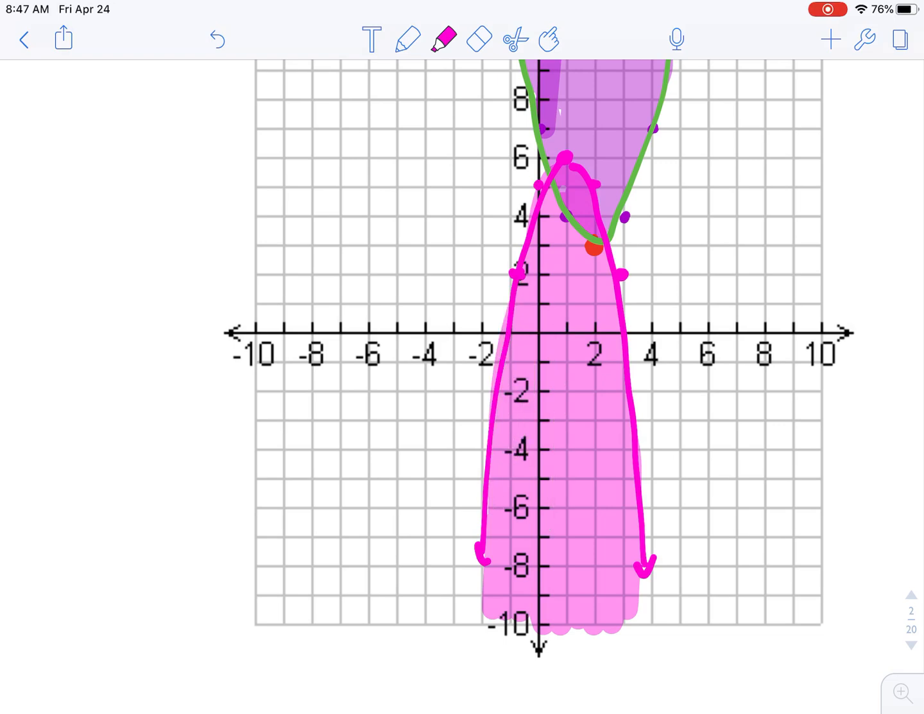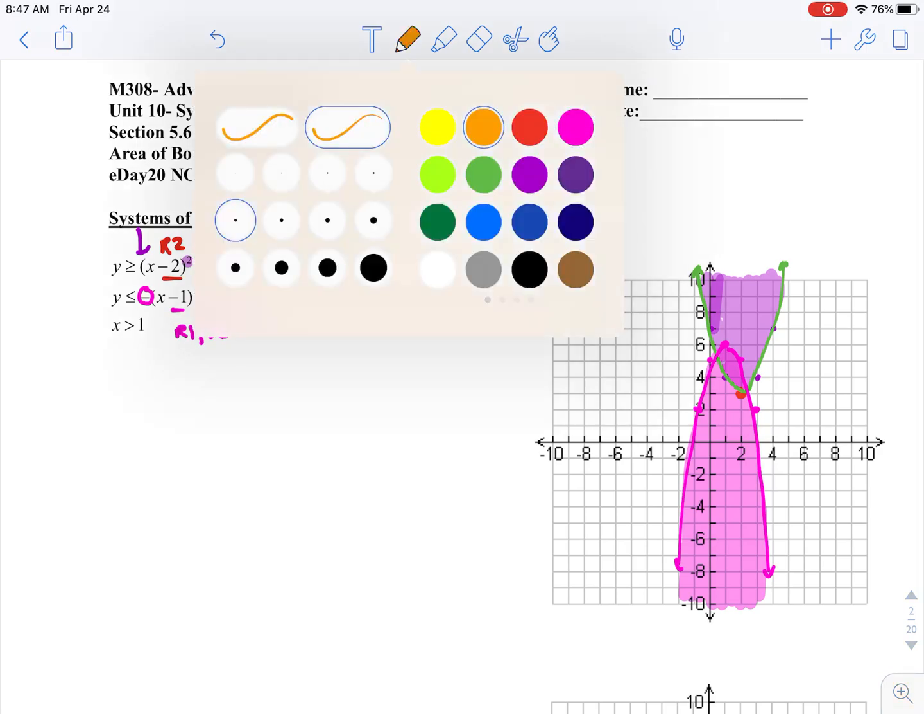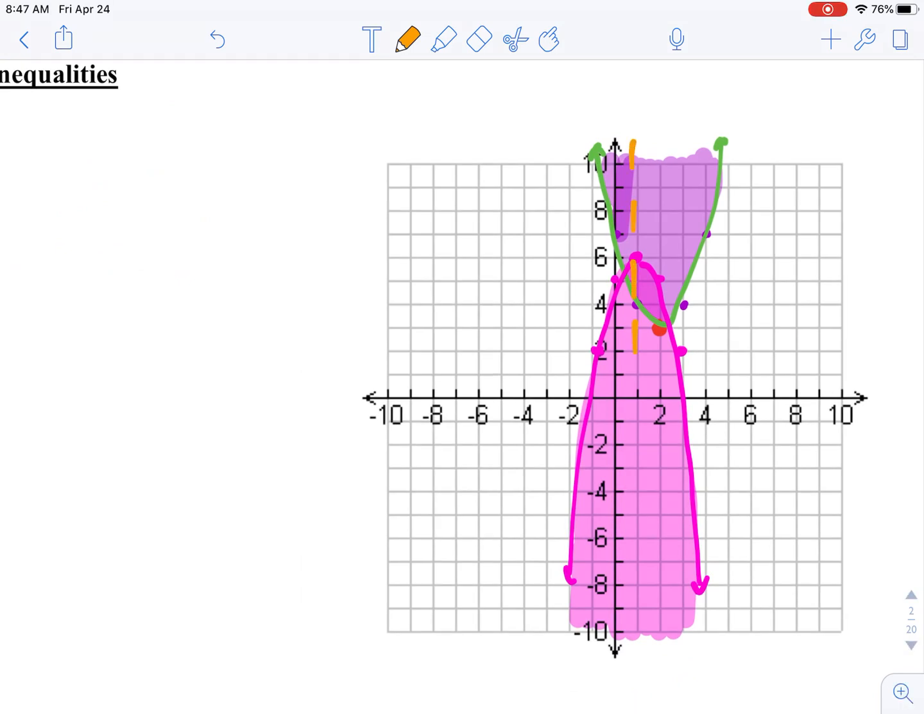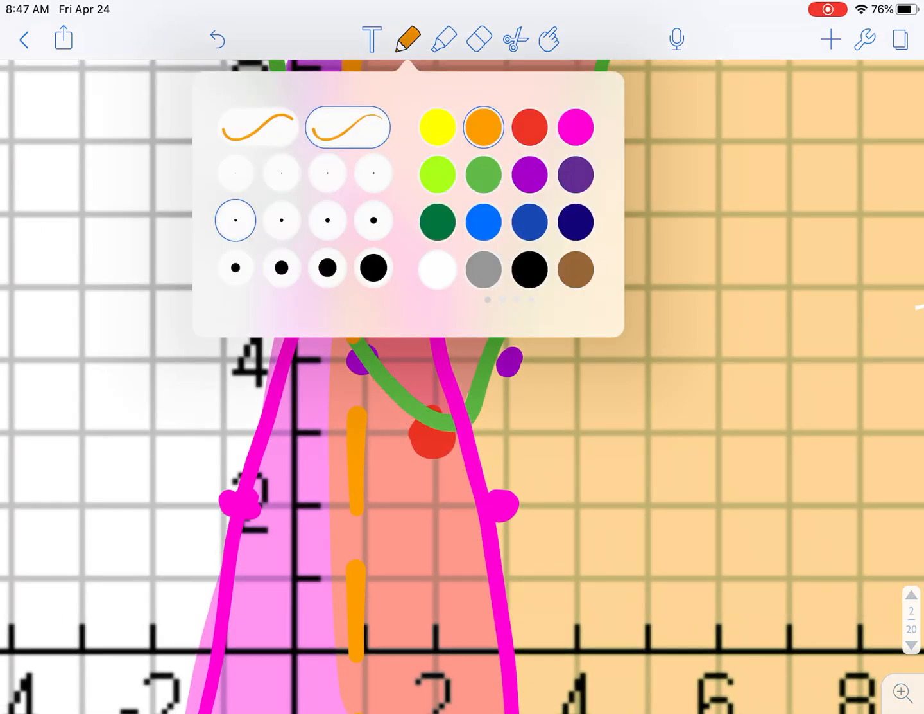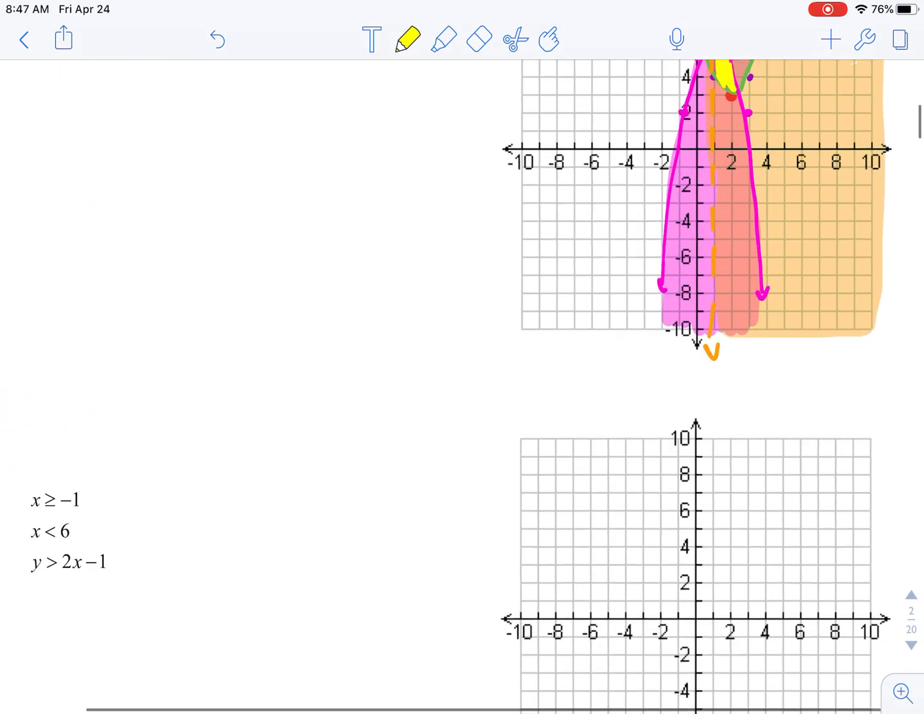There's one more line to graph because we're doing 3 or more inequalities. This is x is greater than 1. That is a vertical line. It's going to be dashed. And greater is going to be shaded to the right. Now remember, our ultimate goal is to find out where all of these inequalities overlap. And that happens to be right in here. It's kind of a smaller space, but I'll highlight it here in yellow. And that is the solution to our system.